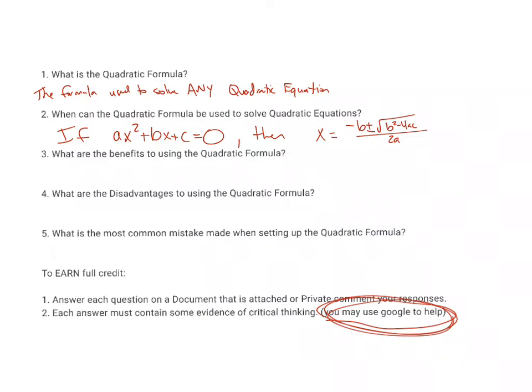What are the benefits of using the quadratic formula? It always works if set equal to 0. All right, that's the biggest benefit, right? It's guaranteed to work, all right? It's easy to set up. It's straightforward. It's a step-by-step process.